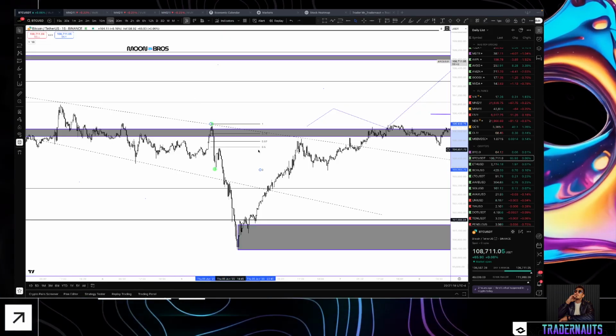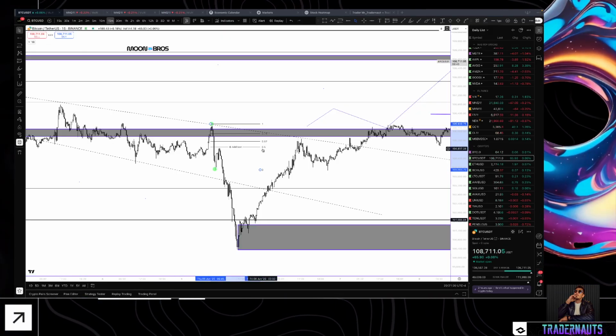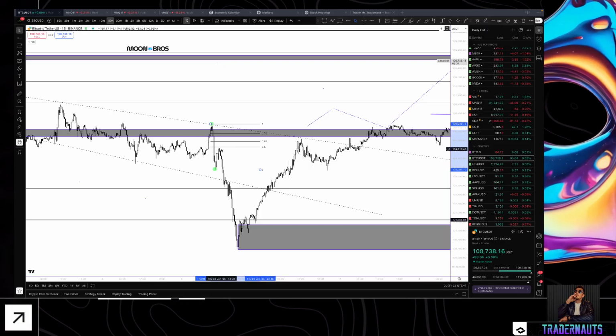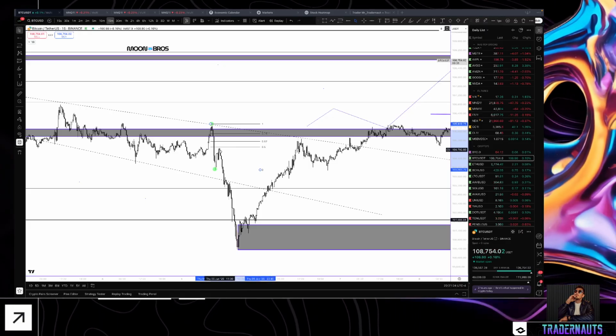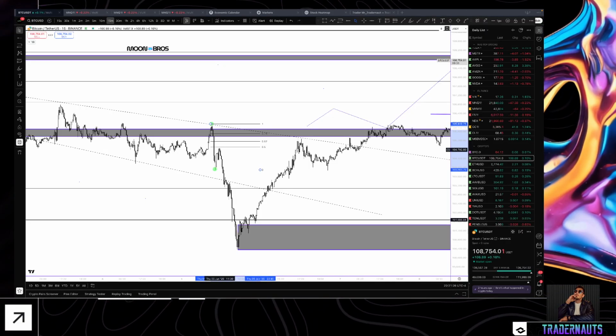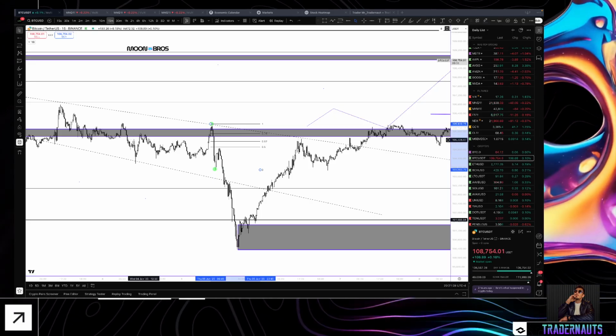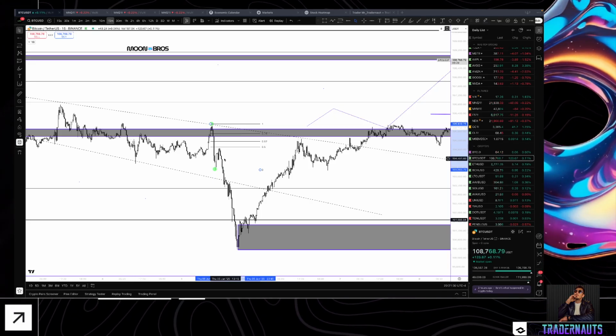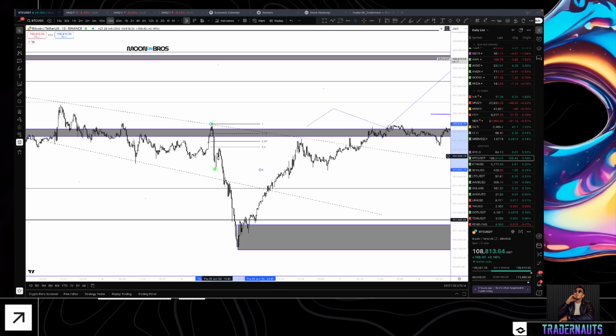And what do you see here? A perfect 0.5 of 50, a rejection off the 50. So this would give me an indicator of, okay, the trade wants to go ahead and keep going down here. The trend wants to continue to go bearish.